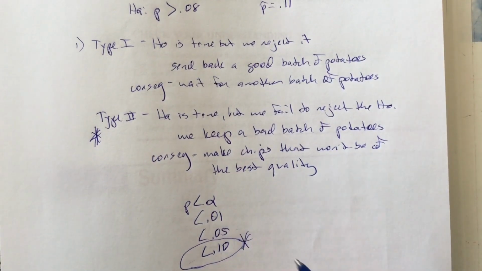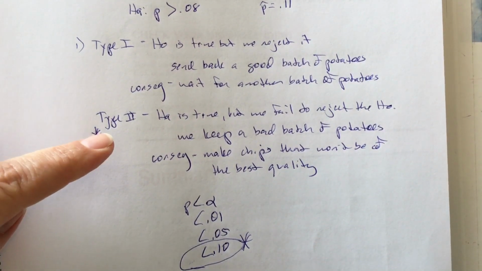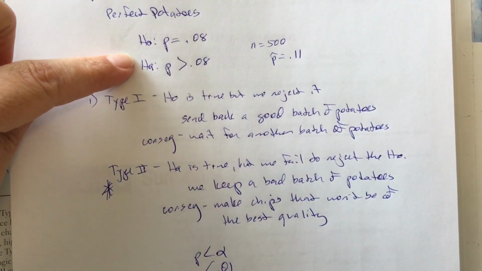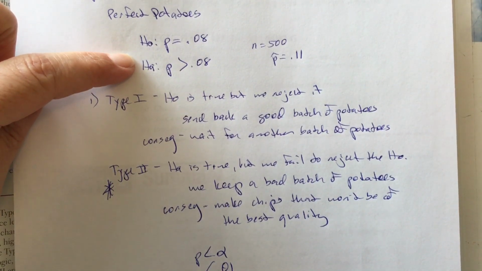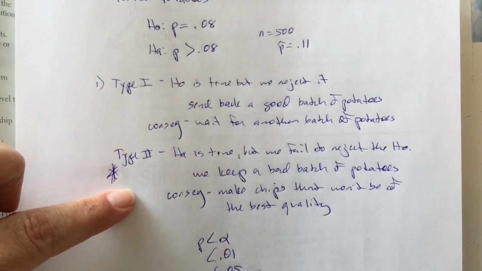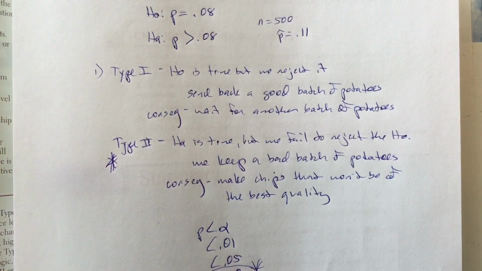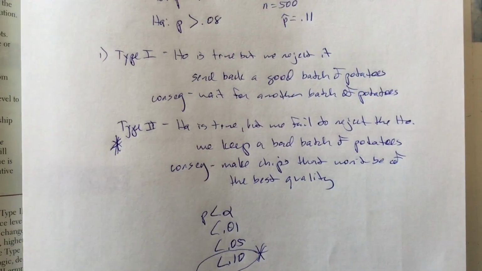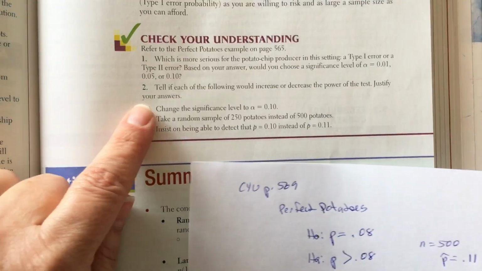So that's the one I would want to choose to ensure that my P is low so I can reject the H0 and feel confident that my batch is bad. So that consequence, that type 2 error, doesn't happen. All right, the next question.